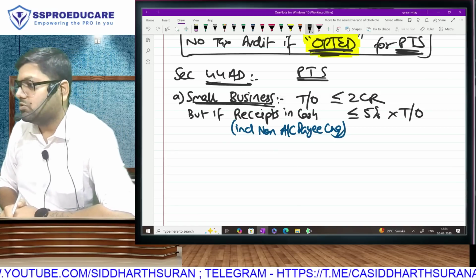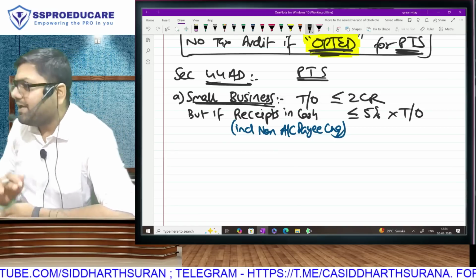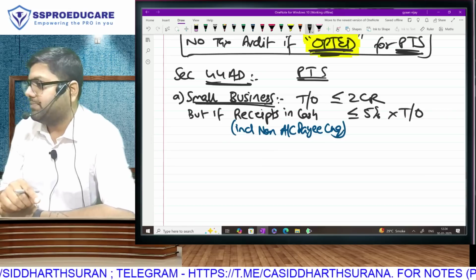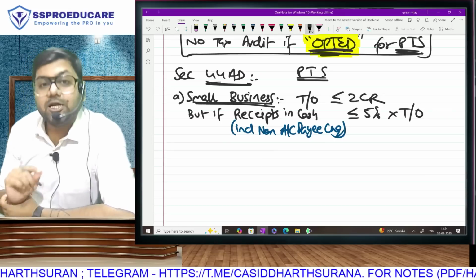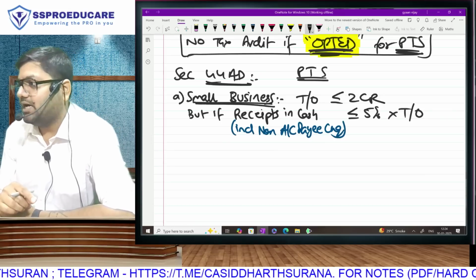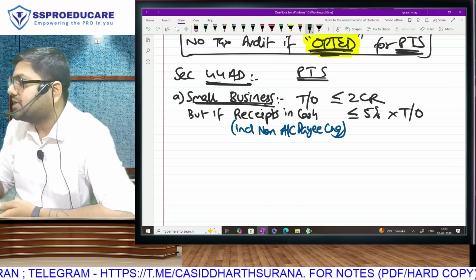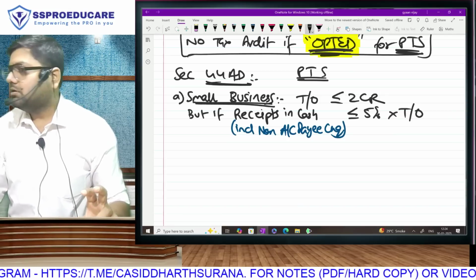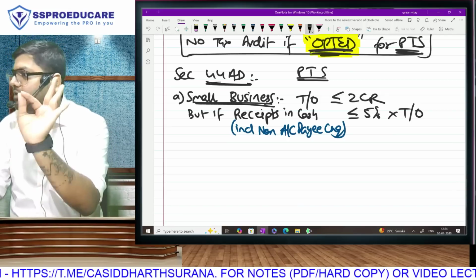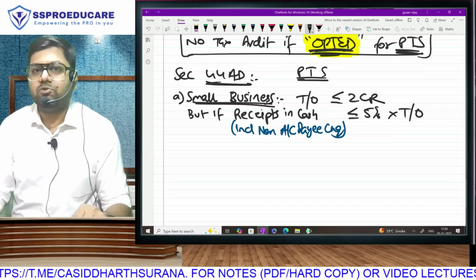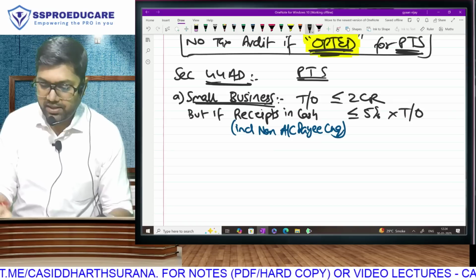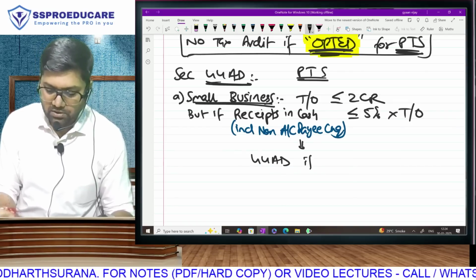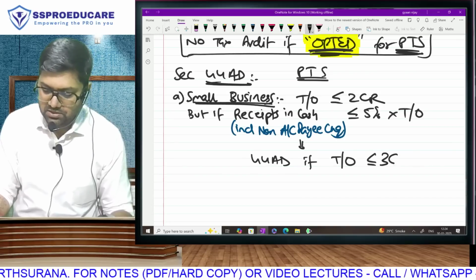Supposing my turnover is 2 crores or less. So I am directly eligible irrespective of the mode in which I have achieved my turnover. But if my cash receipts are not exceeding 5%, here we are not checking payments, because in any case the percentage calculation we will apply on turnover. So we are only checking receipts in cash up to 5% of your turnover. Then you will be eligible for 44AD if your turnover is up to rupees 3 crore.